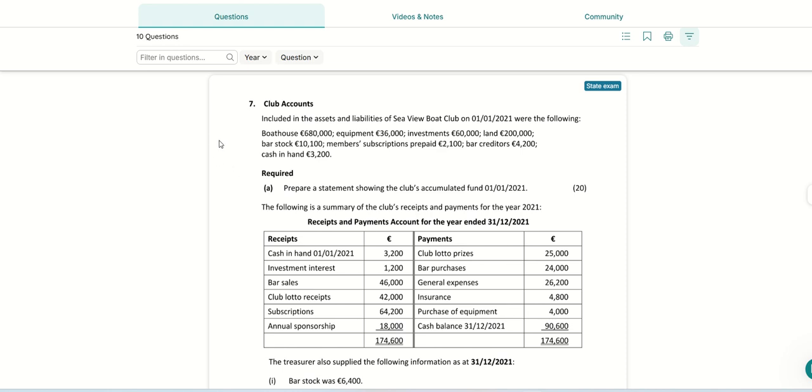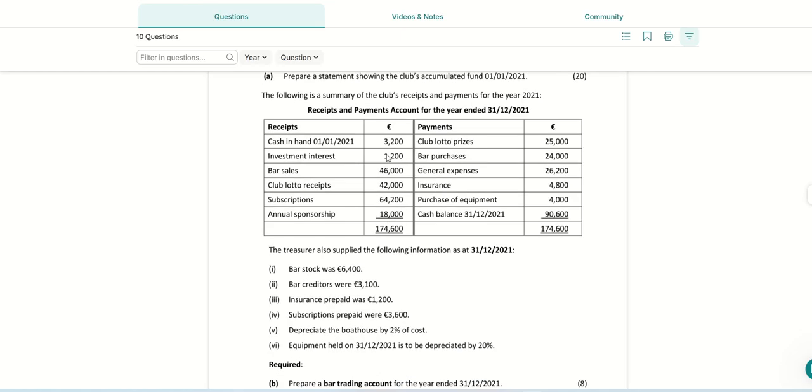So please write over here on the left in your papers, start of year. Middle section here, the receipts and payments account. This gives us the story of the club during the year. So we'll write during the year over here on the left.